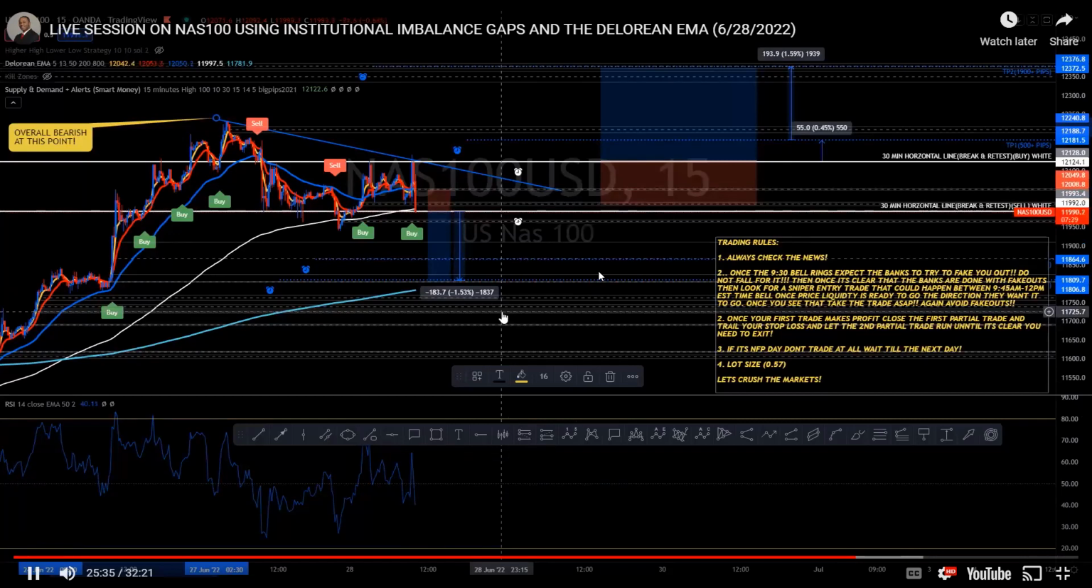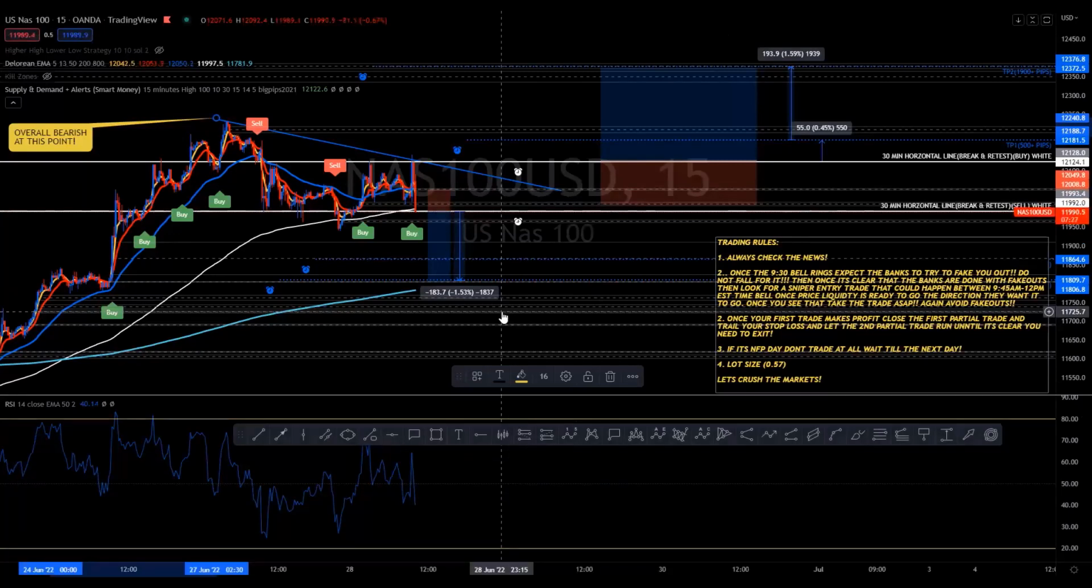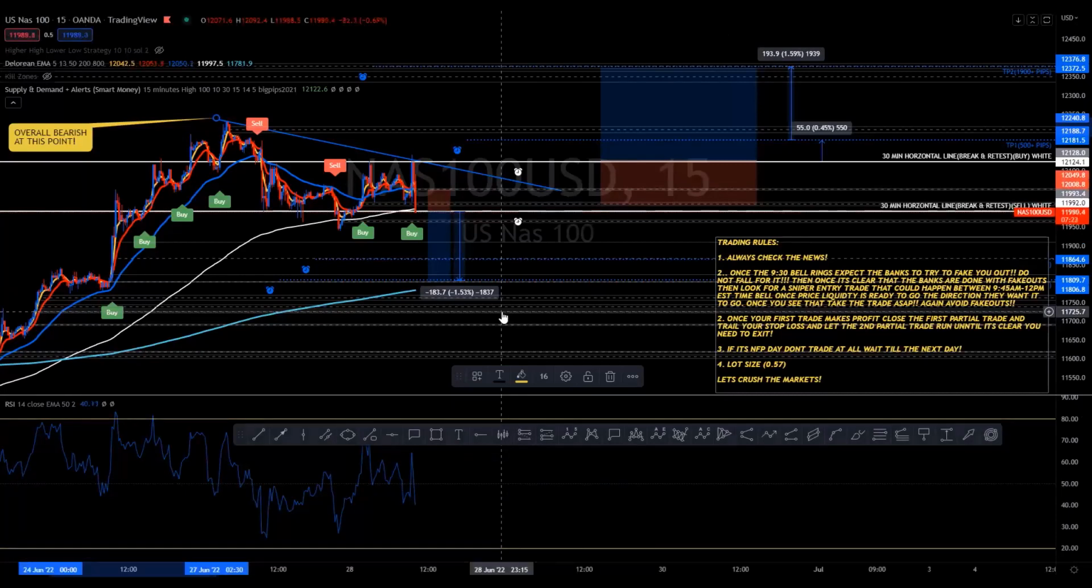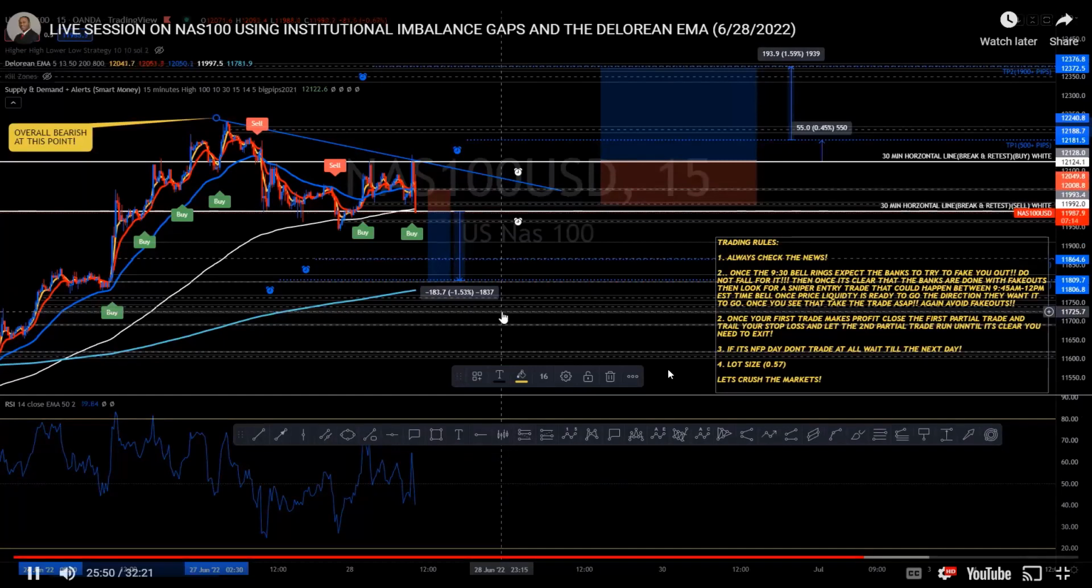Like it's punching through. I wanted to see a little bit more. It's pushing through. Let's see a little bit of a wick though. It's pushing back a little bit.